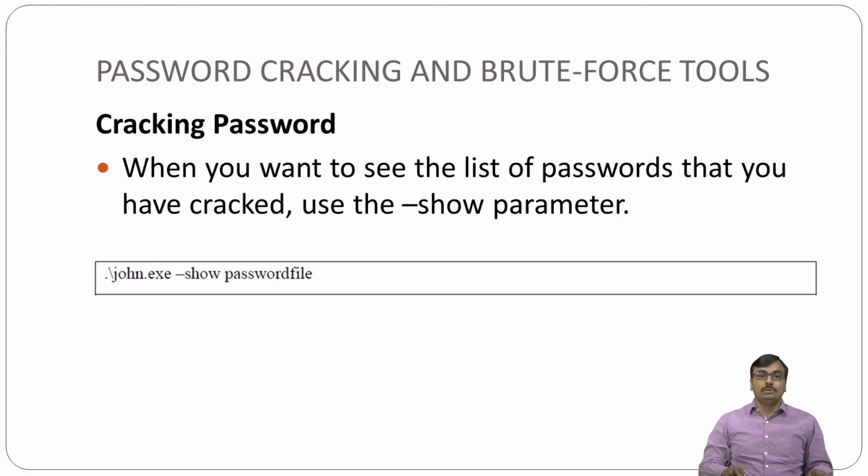When you want to see the list of passwords that you have cracked, use the dash show parameter, and through that parameter we can get the passwords that have been cracked by the JTR tool.